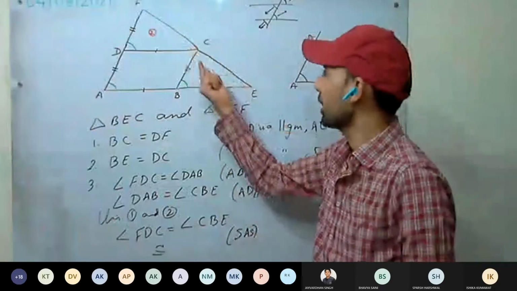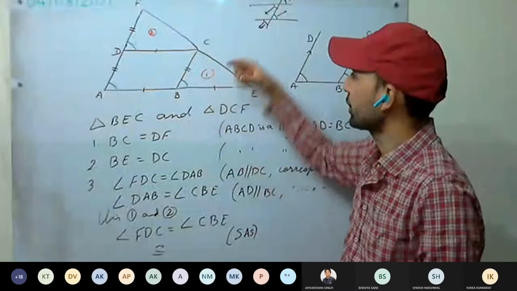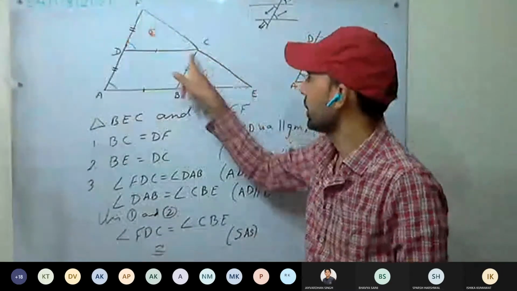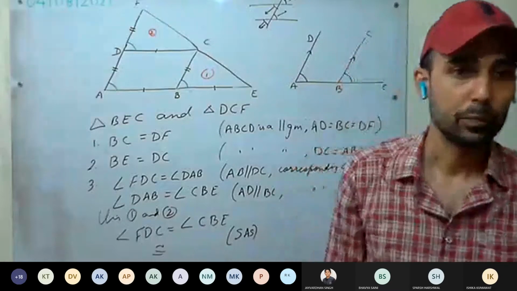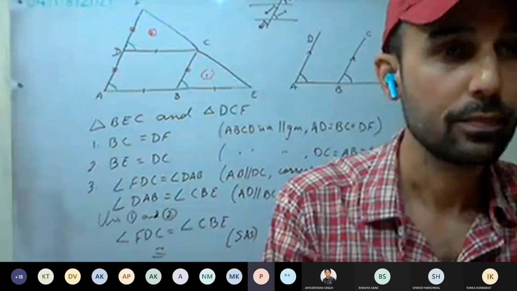Okay. Now, as we have proved them congruent, for the remaining, every angle, corresponding angles are equal, corresponding sides are equal. It means this side will be equal to this side. This angle will be equal to this angle. This angle will be equal to this angle. Is this clear to all? Yes, sir.